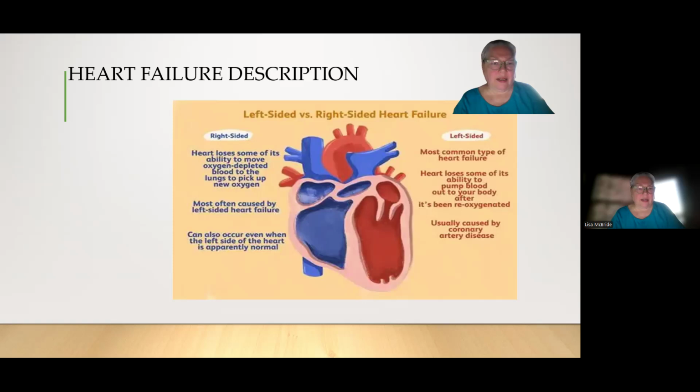And then we have right-sided. That's where we've got blood coming back to the right side of the heart, but because of pressure in the lungs, pulmonary hypertension, it can't get to the lungs, so it's not able to pick up oxygen, get back to the left side of the heart, and then get pumped out to the body. So we have some patients who have both left and right-sided heart failure.